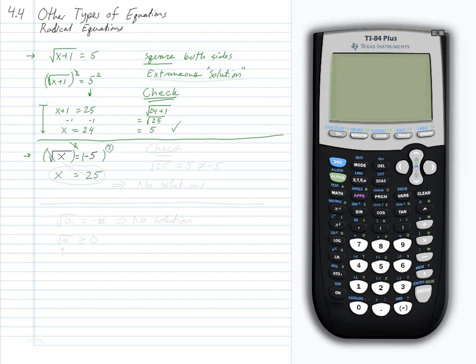But by squaring both sides, we have introduced the possibility of extraneous solutions. So I will check x equals 25 in the original statement. So is the square root of 25, well, the square root of 25 is 5, not negative 5. So this is an extraneous solution. It's the only possibility we came up with, and so there are no solutions to this equation.